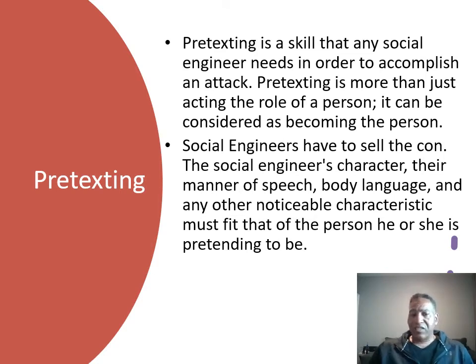Next in this cycle is pretexting. So pretexting is a skill that every social engineer must have to be successful. So it's more than just acting the role of a person. You have to actually become that person that you are trying to pretend you are. Social engineers have to sell the con. I mean, everything from speech to body language, they have to look it in their face and they have to make the victim believe that they are who they say they are.